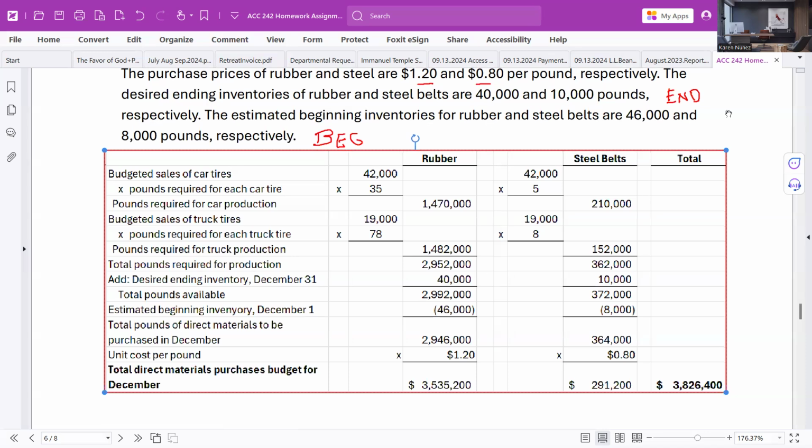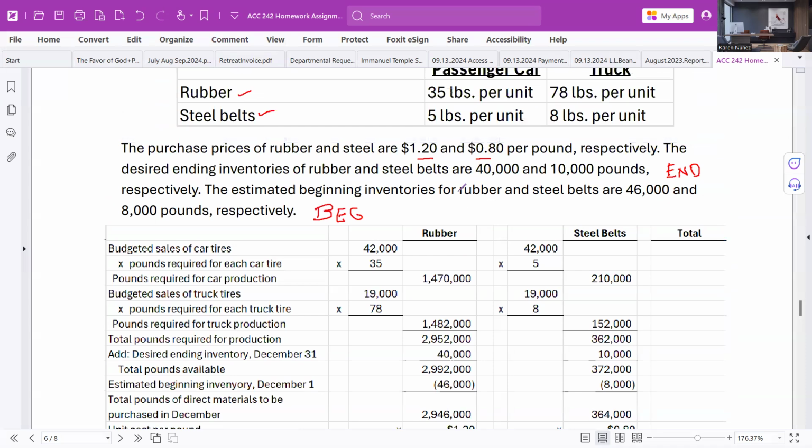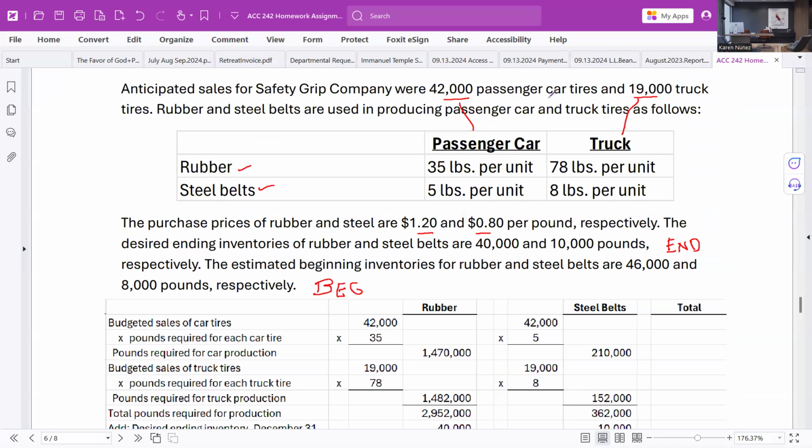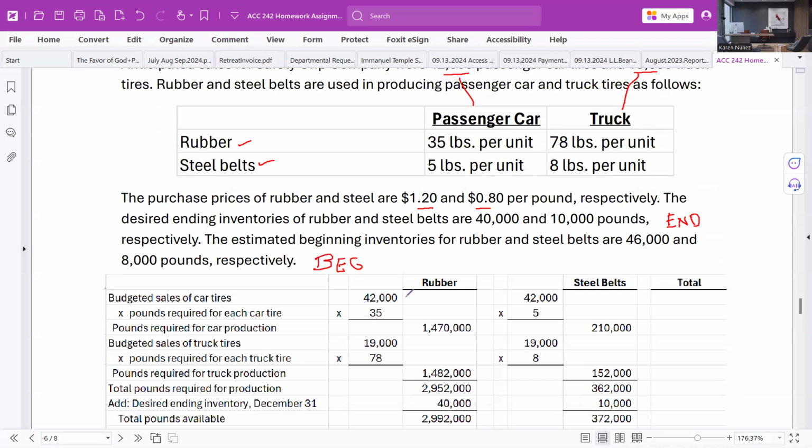Okay, so let's get started. We'll work through one product at a time. Let's look at the car tires and the amount of rubber that we're going to need for these passenger car tires. So we plan to make 42,000 tires. So there's the budgeted production, if you will, of these 42,000 tires that we're going to be selling. And each one of these tires needs 35 pounds of rubber. So 42,000 tires times 35 pounds of rubber means that's the amount of rubber we need for passenger tires.